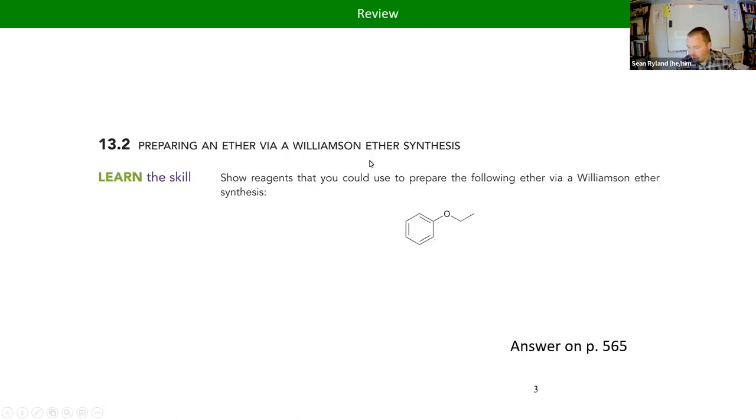Just a reminder that the Williamson ether synthesis is the process where we started with an alcohol, deprotonated the alcohol, and then used that deprotonated alcohol as a nucleophile in an SN2 reaction. The whole idea was that we needed an alkyl halide that our deprotonated alcohol could attack. So it's just giving a fancy name to something we already know how to do. We've already seen deprotonated alcohols act as a nucleophile since last quarter, right? This is just putting it in a specific context and saying, hey, this is how you make an ether.